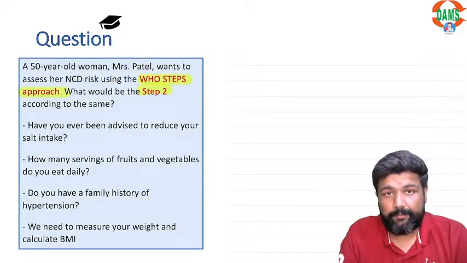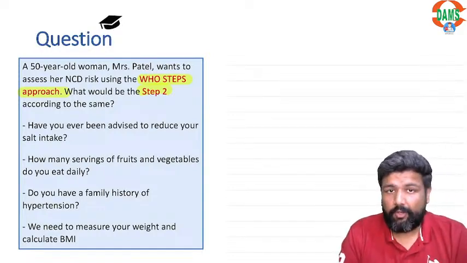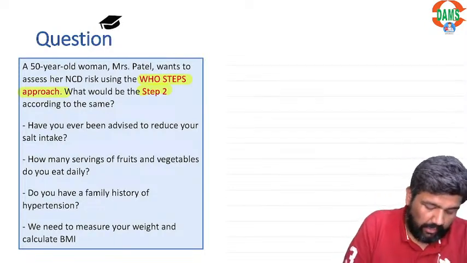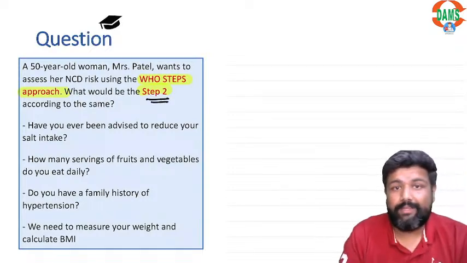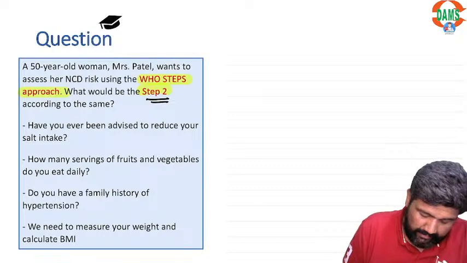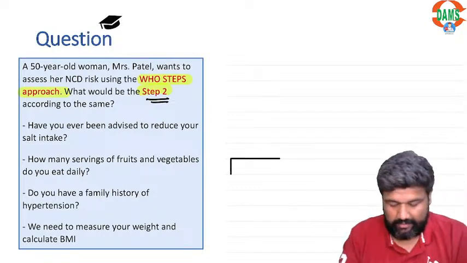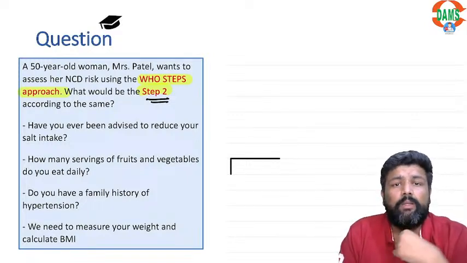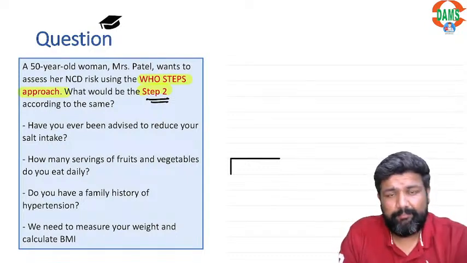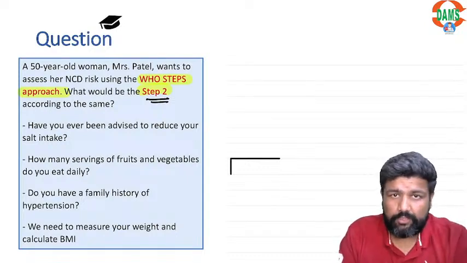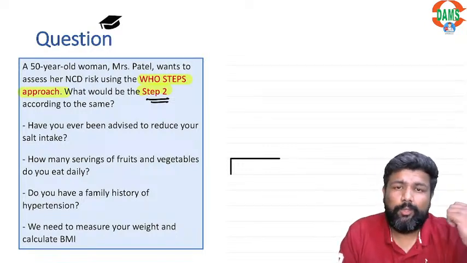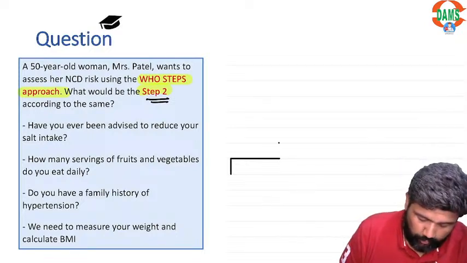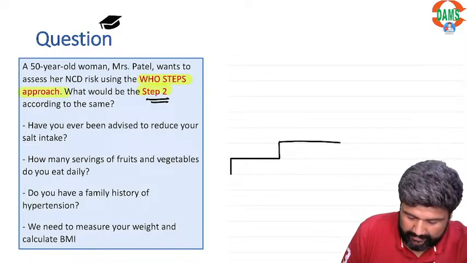Now, WHO steps approach. Guys, this is important. This has been asked. I have not asked you directly what is WHO steps approach. I have given you a scenario where I am asking you which of the following is a WHO step 2. Guys, in step 1, we just take demographic history. We take their behavioral history. We ask them how much fruit you consume, are you smoker, are you alcoholic, you have any family history, your age, and all of these factors. Then we go to second step.